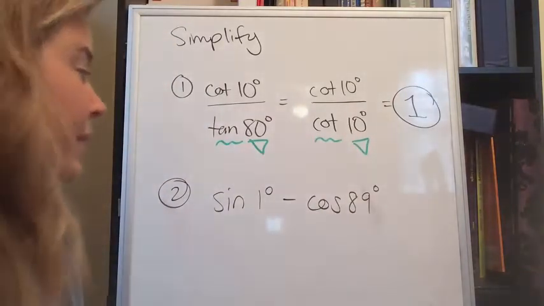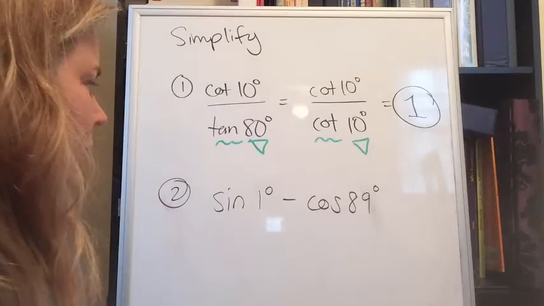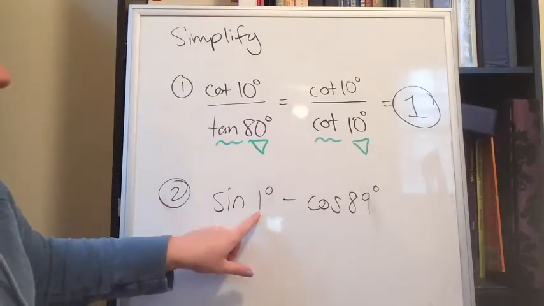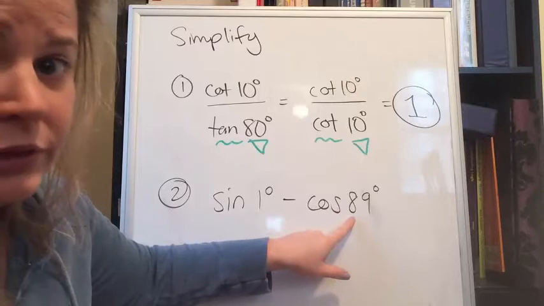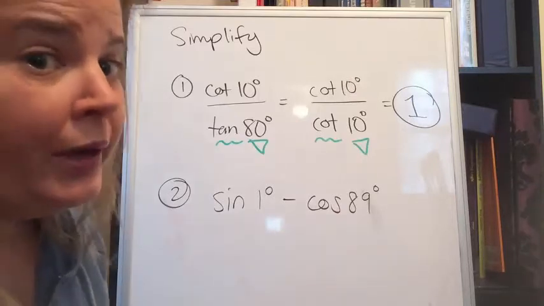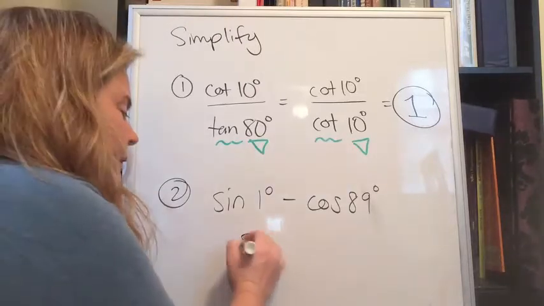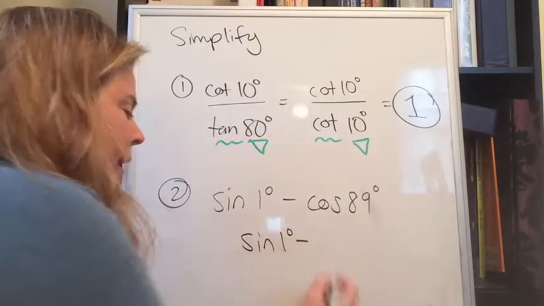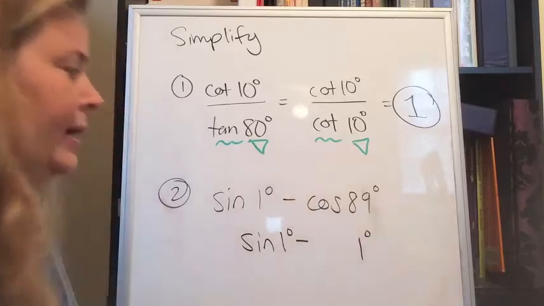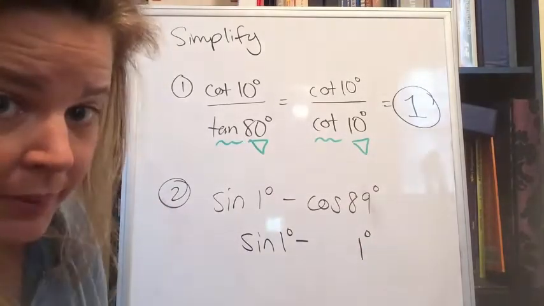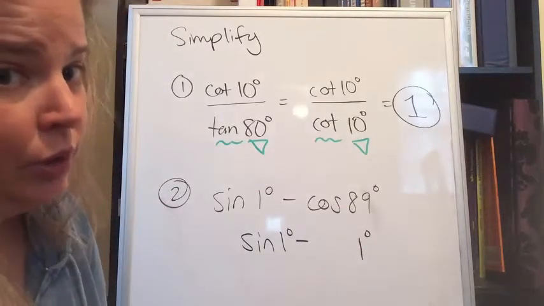Okay, what about this second problem? Well, these two angles add up to 90 degrees, so they're complements of each other. So let me change them all to either 1 degree or all to 89 degrees. Let's do 1 degree because it's shorter to write. Sine of 1 degree minus, now I'm going to change this to 1 degree, but if I change the angle to its complement, then I have to change the function to its cofunction.